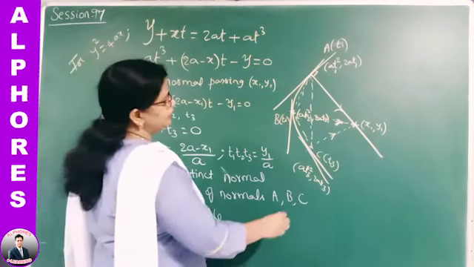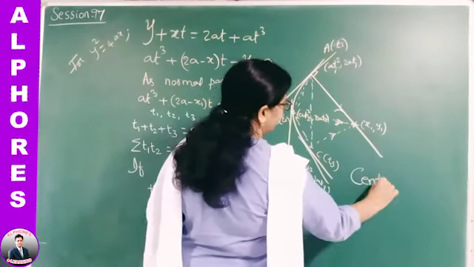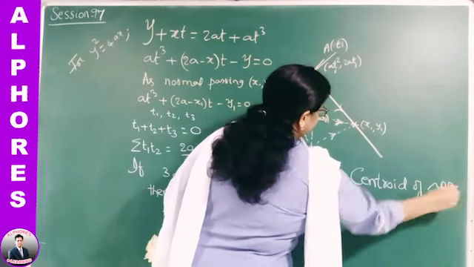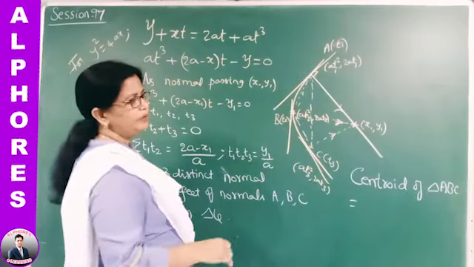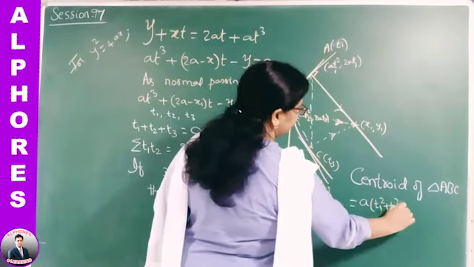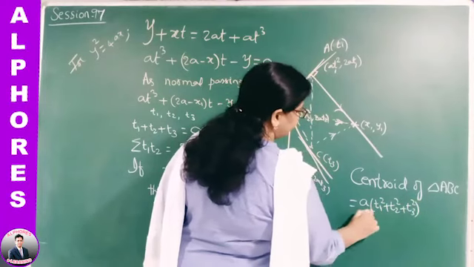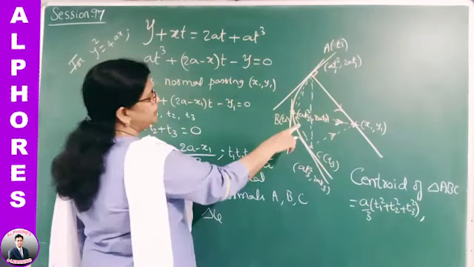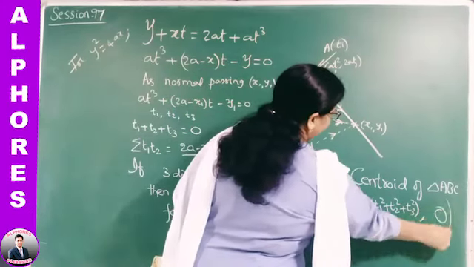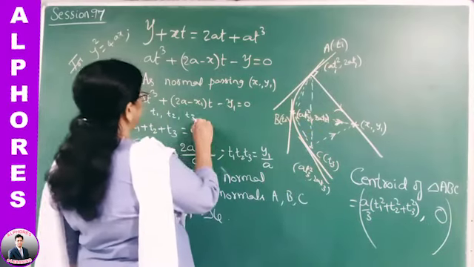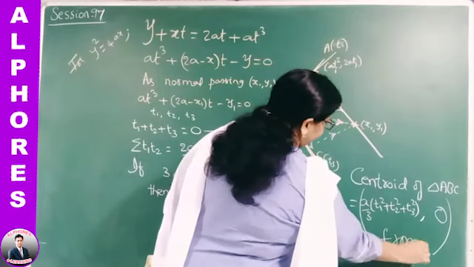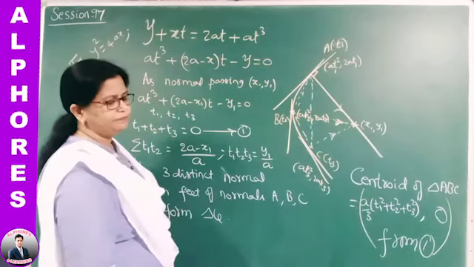So what is the centroid of triangle ABC? The first value, the abscissa, is a times (t1 square plus t2 square plus t3 square) divided by 3, comma, and the other part is 2a t1 plus 2a t2 plus 2a t3 divided by 3. That is nothing but 0, because of which property? This one. So from 1 we can say the ordinate is 0.